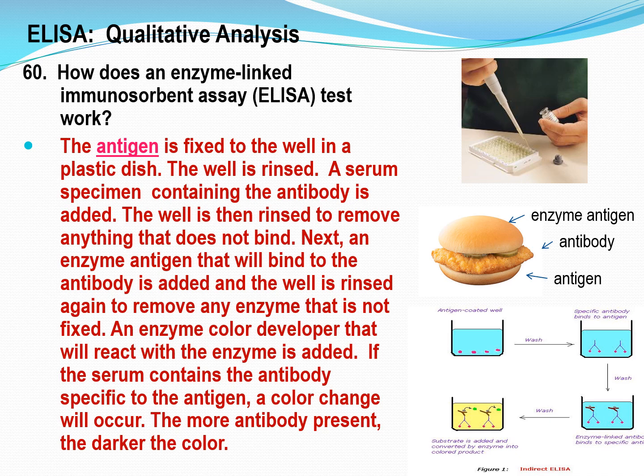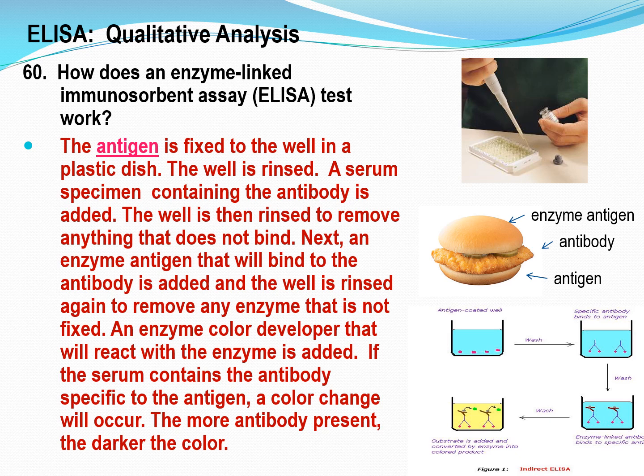Then a serum specimen containing the antibody is added into that dish, right? And then you have to wait. Now, if the antigen and antibody are in there together and they're the same, they will bind together, right? So if that happens, then you're going to rinse that well again. If that antibody is not specific to that antigen, then it will not bind, and when you rinse it, all the antibody will be removed, okay? If they bind to each other, then the antigen and antibody will stay in there.